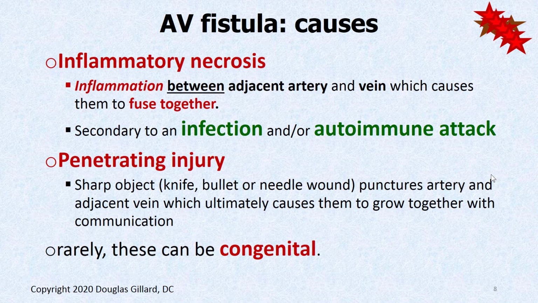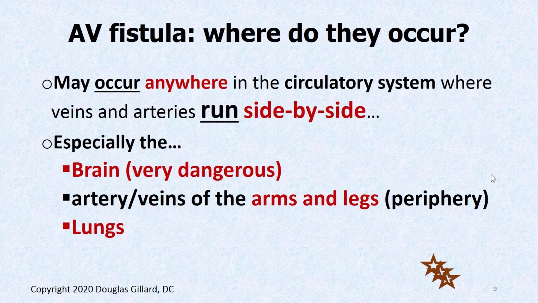Sometimes you can develop these AV fistulas between the posterior tibial artery and its double satellite vein system. Penetrating injuries, if you get a scalpel injury or a catheter injury or a needle injury or a bullet or a sword, if you're sword fighting, get stabbed, the inflammation to heal those vessels can result in a communication between an artery and a vein, and that's an AV fistula. Where do they usually occur? They can occur anywhere.